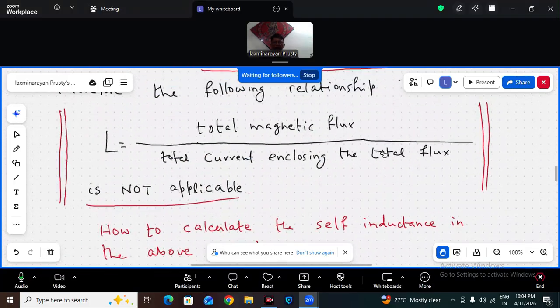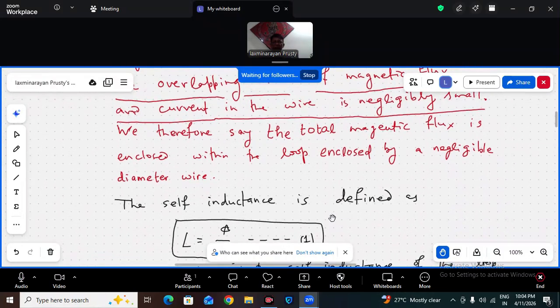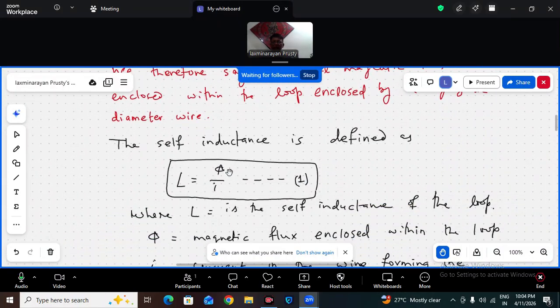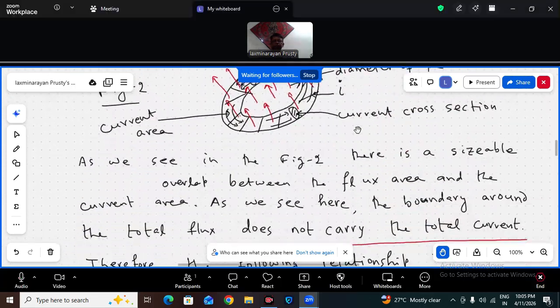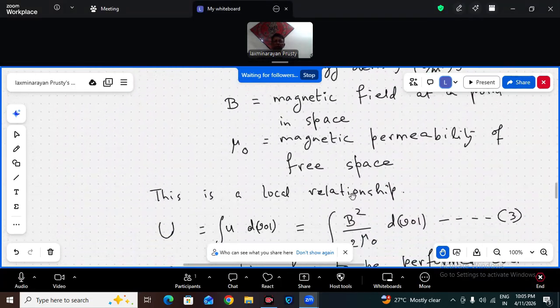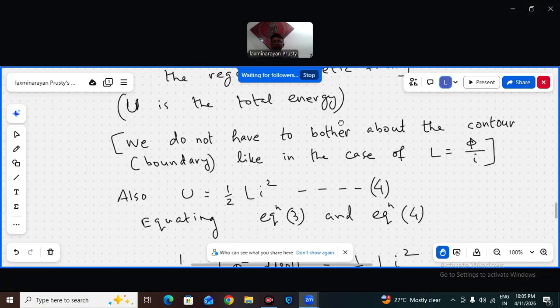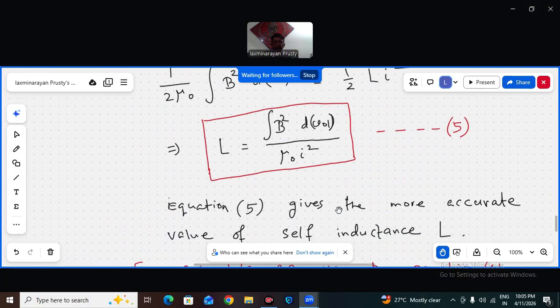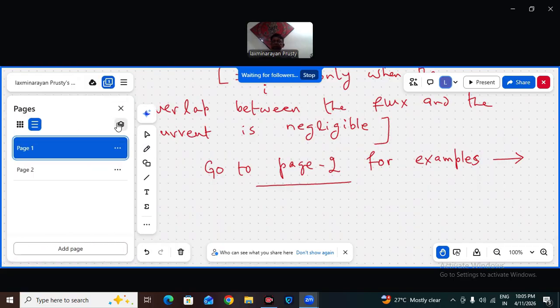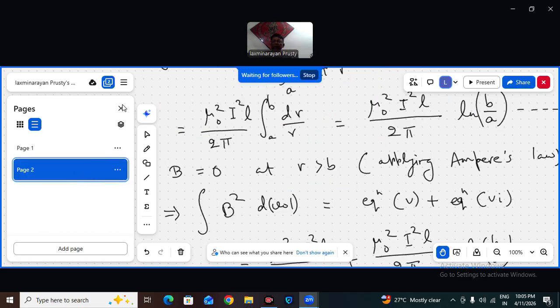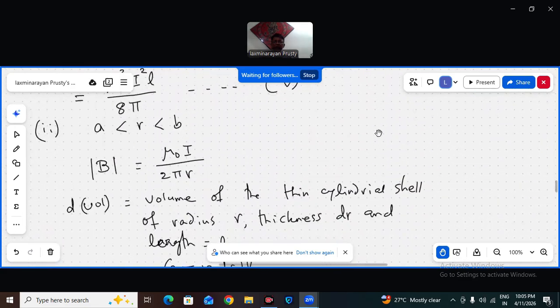This is quite elegant expression, equation 1, but that can be used only when the current region and the magnetic flux region, overlapping is negligible. This is not explicitly written in our books, so be very careful here. We go to the next page. So next page अभी आगे ले लो, आ गया नेक्स्ट पेज.